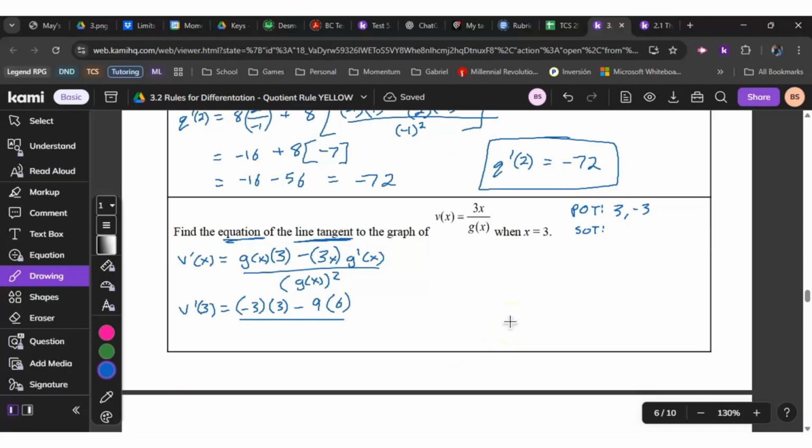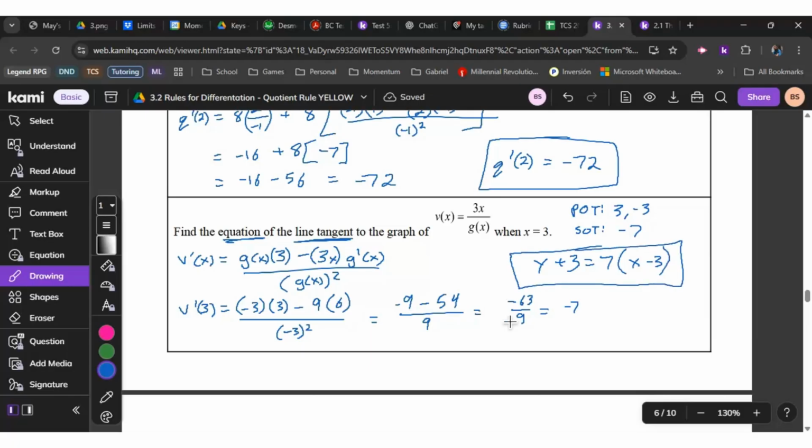And this is all over g of 3, which we had just figured out was negative 3 squared. So that's going to be negative 9. 9 times 6 is going to be negative 54. Negative 3 squared is going to be 9. Which means I'm going to get negative 63 over 9, which is just negative 7. So my sot's negative 7. So my line is going to be y plus 3 equals the slope times x minus 3. And so that would be my equation of the tangent line at x equals 3 to v of x. That's going to be it, guys. Then you can do the practice problems.